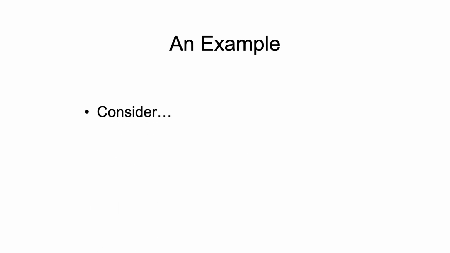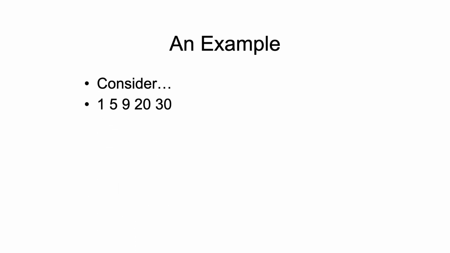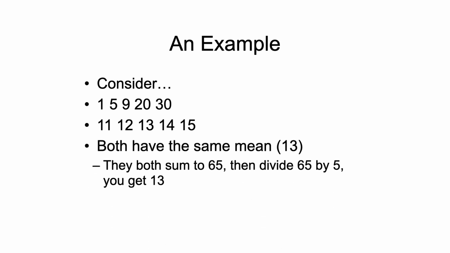All right, here's an example. So consider some numbers. I don't know what these are, they're just some numbers. 1, 5, 9, 20, 30, and the numbers 11, 12, 13, 14, 15. Both of these have the same mean. I didn't go over how to calculate a mean. I'm working under the assumption you can all do that. The total is 65, divided by the 5 numbers. You get 13 for both. Both have the same mean.